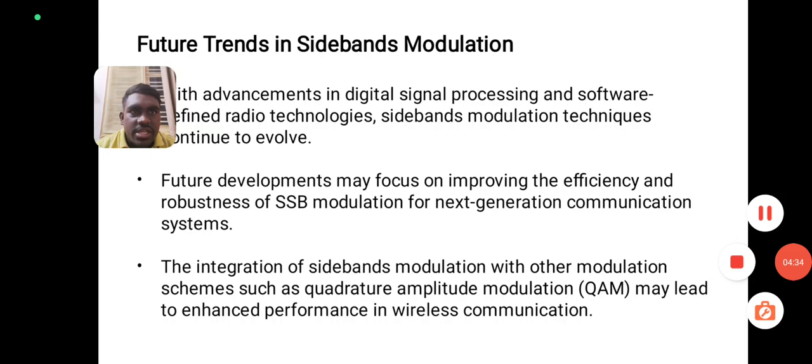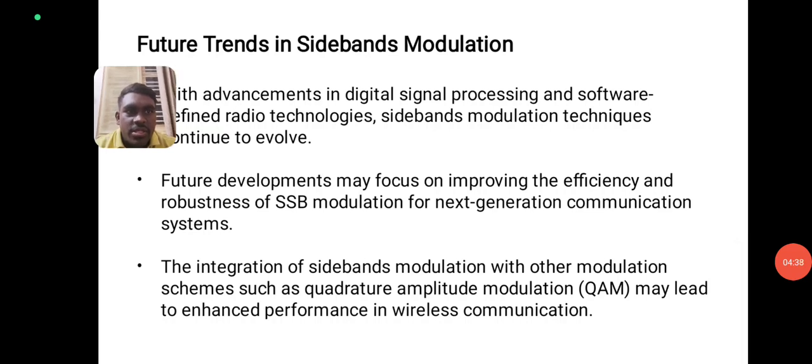Future trends in sideband modulation. The integration of sideband modulation with other modulation schemes such as quadrature amplitude modulation may lead to enhanced performance in wireless communication. Future developments may focus on improving the efficiency and robustness of SSB modulation for next generation communication systems.